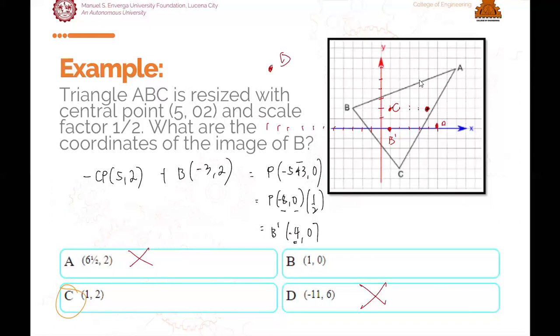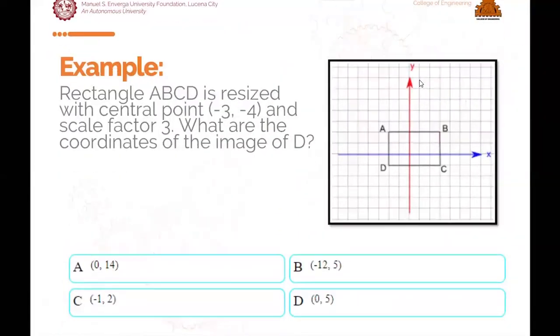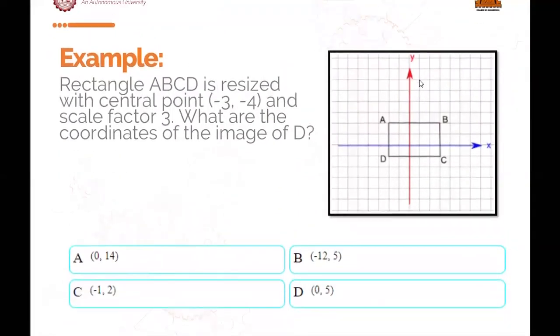Okay? Next, we have the given rectangle ABCD is resized with central point -3 and -4. So, plot natin yung -3, -4. So, 1, 2, 3. Tapos 1, 2, 3, 4. So, mula dito, ito yung point na magre-resize siya. So, dapat bilangin niyo yung movement o yung distance ng isang point tapos kung ilan yung scale.